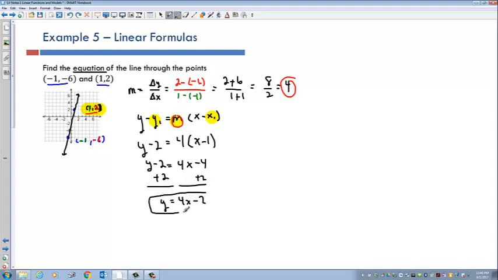And there's our answer. To check our work, you can plug in -1 and see if you get out -6. If you plug -1 here, that's -4 minus 2, which is -6. So this checks, and I know the answer is right now.